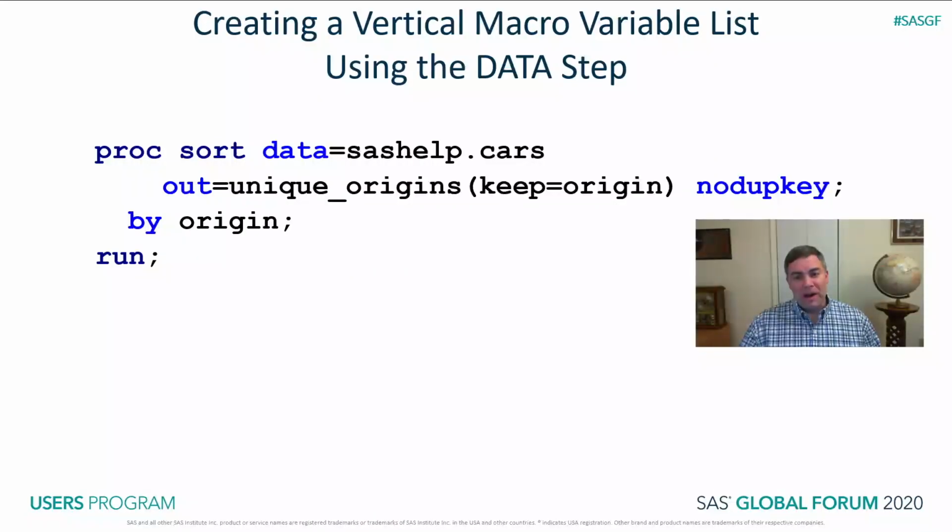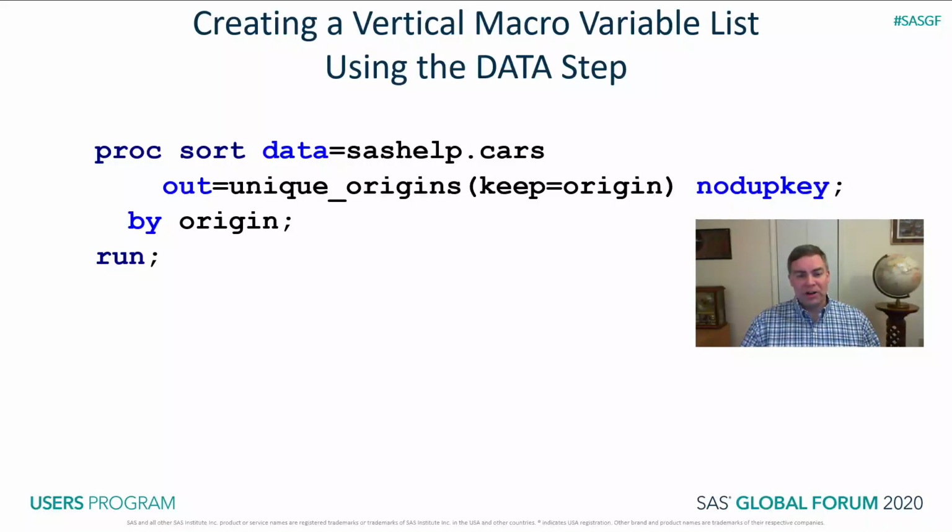Creating a vertical macro variable list in the data step is actually much more straightforward than creating a horizontal macro variable list was. We don't have to do all this bookkeeping to retain information across loops of the data step because we're already looping through one value at a time, and with a vertical macro variable list, it makes it easy to put out a single macro variable each time through the loop.